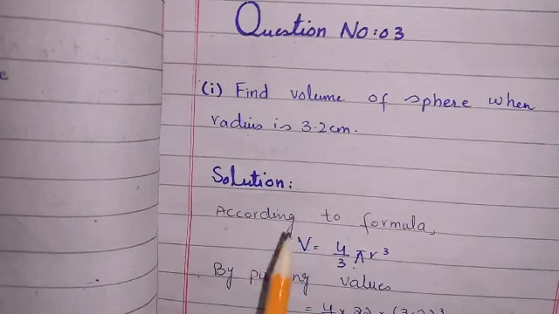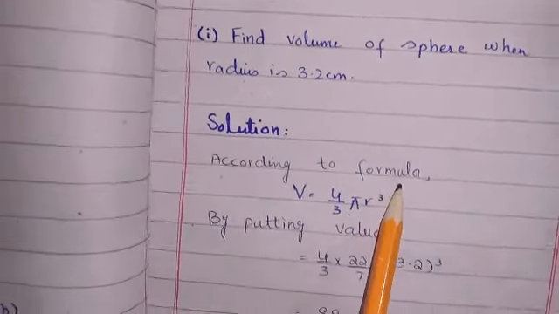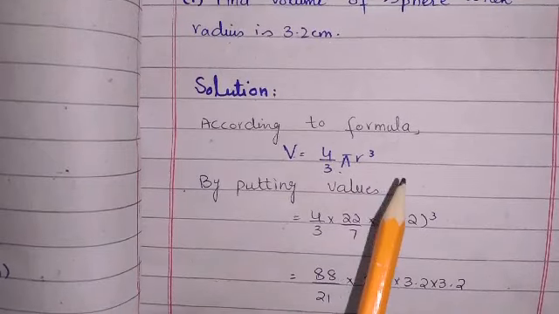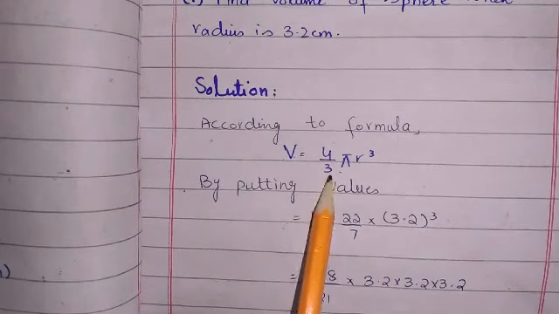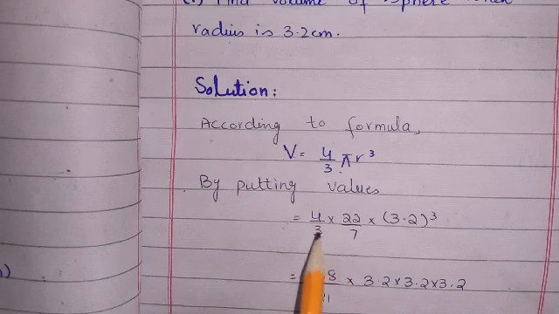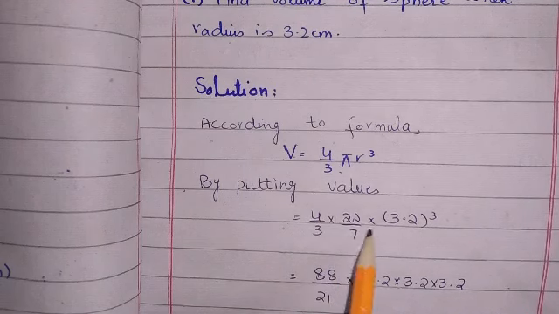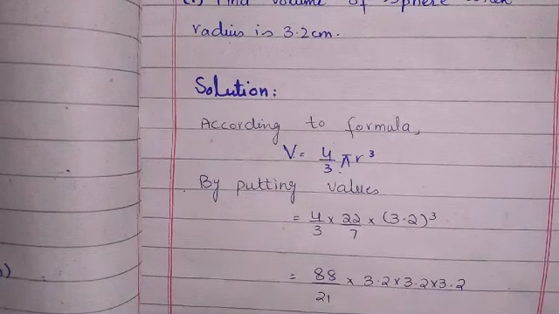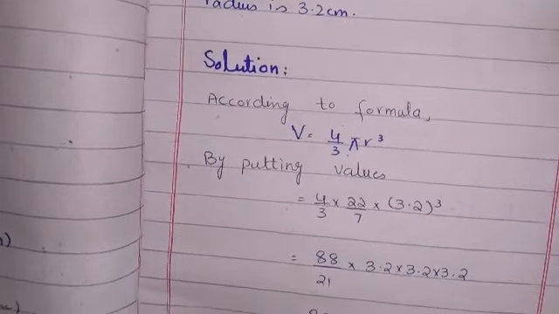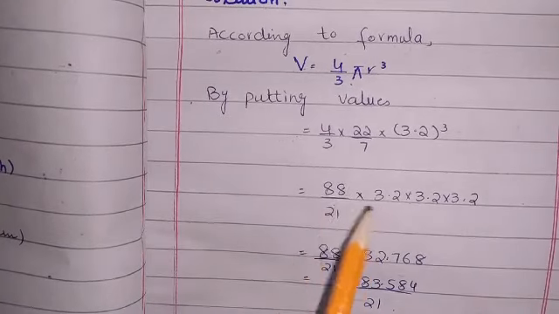Now students, here is our solution according to formula. You all know very well about the formula of volume of sphere, which is equal to 4 over 3 pi r cube. Now by putting values, 4 over 3 into 22 over 7 into 3.2 whole cube. Now students, cube means we will write 3.2 three times.